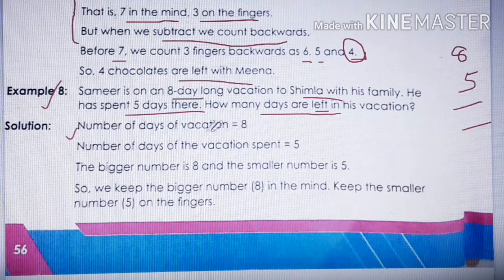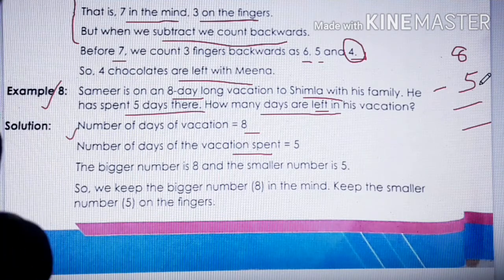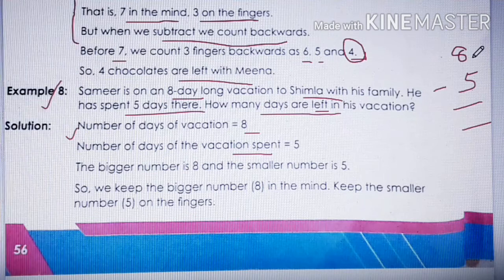Okay? So first what you are going to write? Number of days of vacation. How many days of vacation is there? 8. Then second line, he has spent 5 days there. Number of days of the vacation spent. 5. Now children, it is asked how many days are left in his vacation. Left when it is asked, what you are going to do? Subtraction. And mentally, how we do, children? The bigger number in mind. All of you do along with me. Keep the bigger number in mind, that is 8. Open 5 on your fingers.